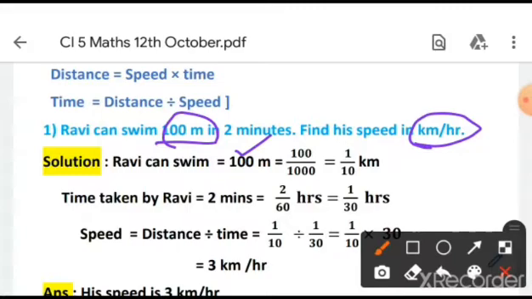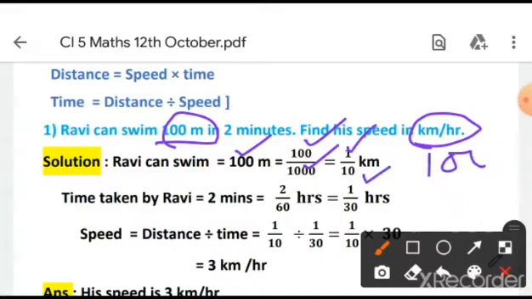When you are converting the distance from meter to kilometer, remember children, in the measurement chapter you have studied how to convert the unit of length from one unit to another. So here also you will do the same. You are converting meter to kilometer, that means you need to divide by 1000. So 100 divided by 1000. After doing the cancellation, you get 1 by 10 kilometer.